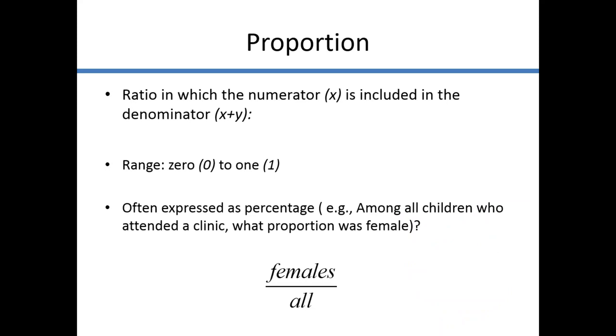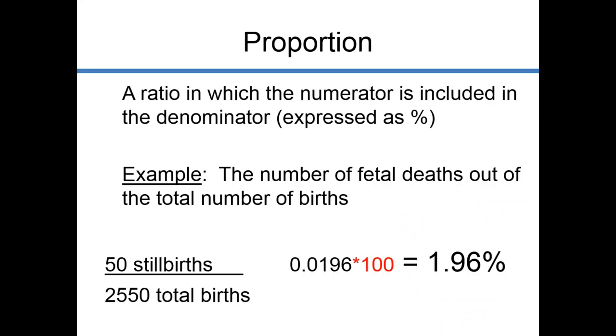So that's what a proportion is, a ratio in which the numerator is included in the denominator, and it only ranges from 0 to 1, or if you multiply by 100, 0% to 100%. It's often presented as a percentage. So here, remember we had 2,500 live births, now we have to include the 50 stillbirths in the total. So now it's 50 stillbirths to 2,550 total births. And now it's a proportion.